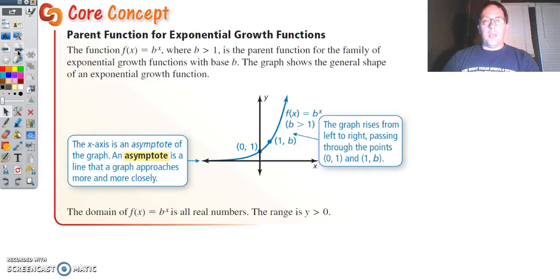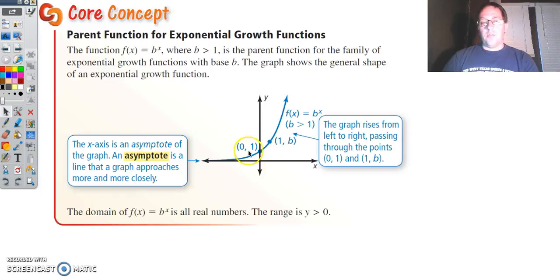There's two kinds. We have exponential growth and exponential decay. The first one we're going to look at is exponential growth, and this is a parent function for exponential growth. They're all slightly different depending on what the base is. So a function is f of x equals b to the x. For an exponential growth function, the b, or base, is going to be greater than 1. They will all have the same general shape, but they might be steeper or less steep depending on what this base is.